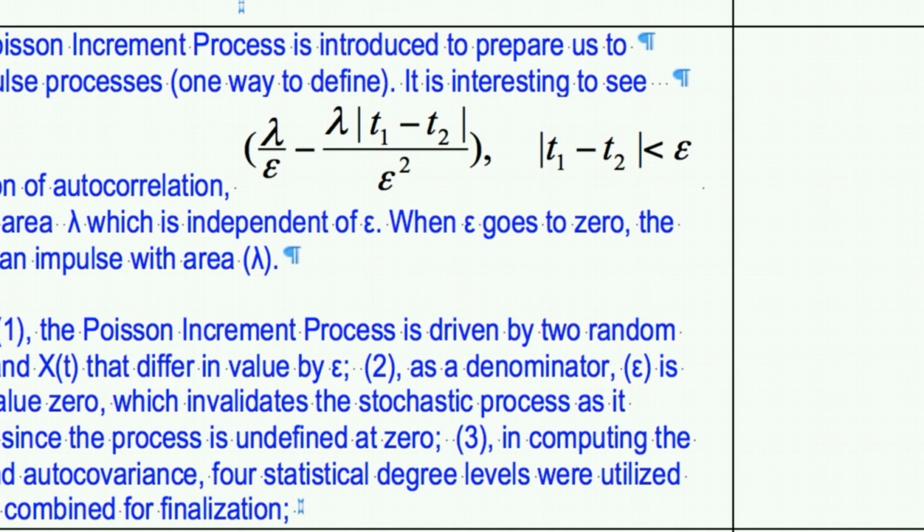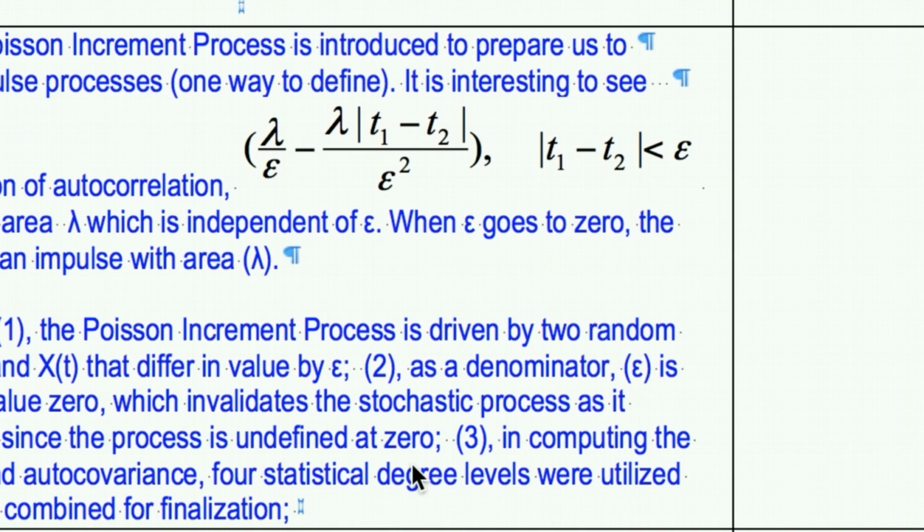Now, in regard to our understandings, or my understanding, number 1, the Poisson increment process is driven by two random variables, specifically x of t plus epsilon and x of t, that differ only in the value of epsilon. Number 2, the denominator epsilon is bounded by the value 0, which invalidates the stochastic process as it approaches 0, since the process is undefined at 0.